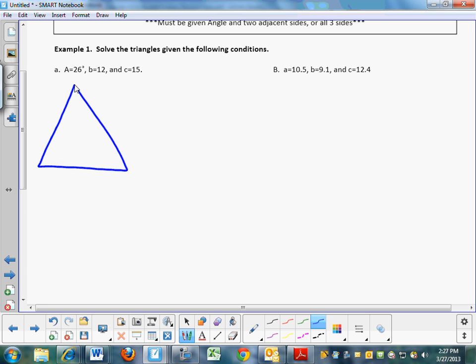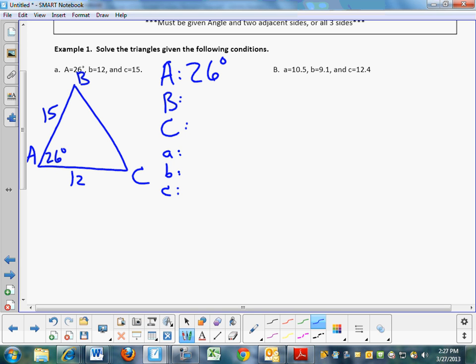So I'm going to draw a triangle, A, B, and C. Angle A is 26. Side B is 12. Side C is 15. Oh, I'm sorry. It's the idiot part of my brain doing work again. C is 15. B is 12.